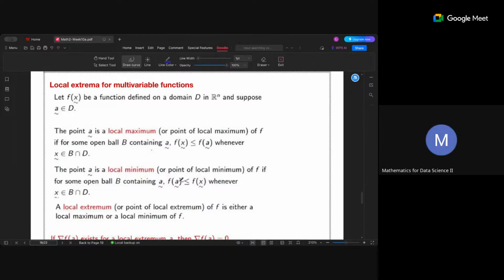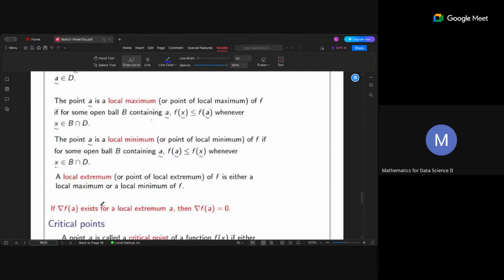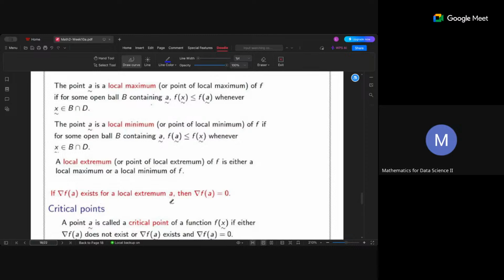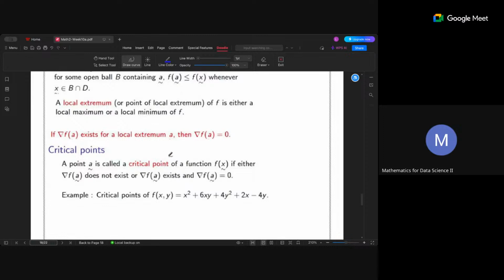And the same goes the other way around. If the inequality is reversed, then it is a local minimum. If a point is either a local maximum or a local minimum, the common term for both is local extremum. So if del f of A tilde exists for a local extremum, then del f of A tilde should be 0. How are we going to define critical points for several variable functions? Again, the same: either the gradient does not exist, or the gradient exists and is equal to 0. Instead of the derivative in one dimension, we have the gradient here.